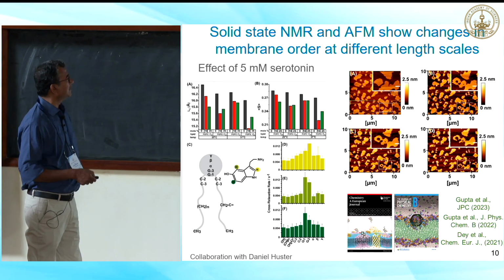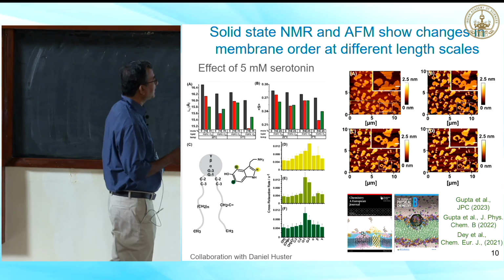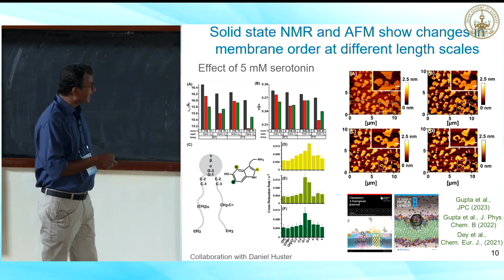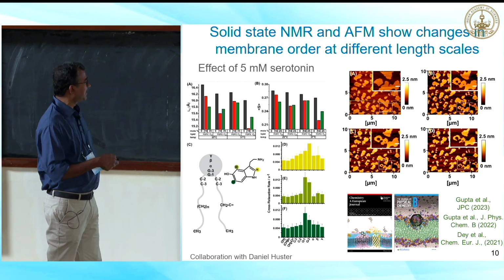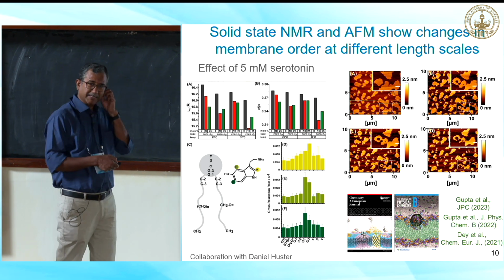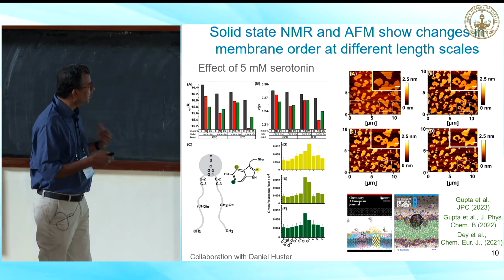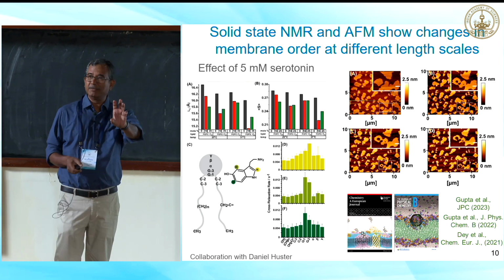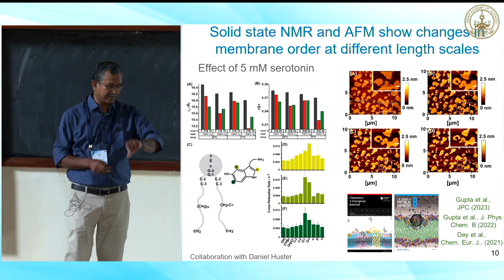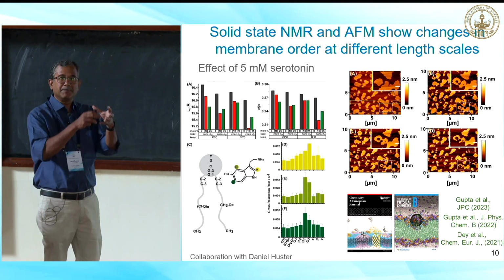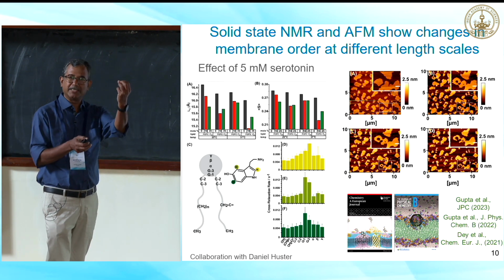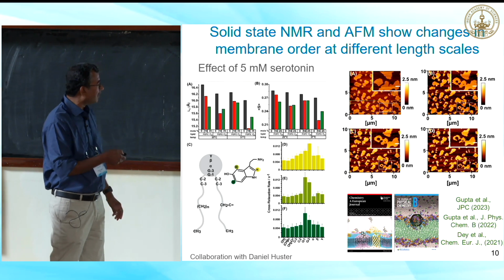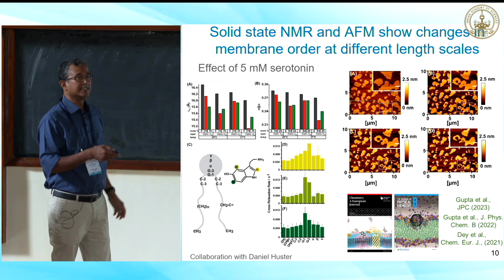And other techniques such as solid-state NMR, this work has been frequently in collaboration with my very good friend Daniel Huster, who does solid-state NMR. So this is an AFM image, and the solid-state NMR order parameter measurements. Sorry, you don't have time to go into this. But the point is, if you put a few millimolar serotonin, and a few millimolar is not very large, you have 250 millimolar serotonin packed in your vesicles in your neuron. So it does affect the mechanical properties.